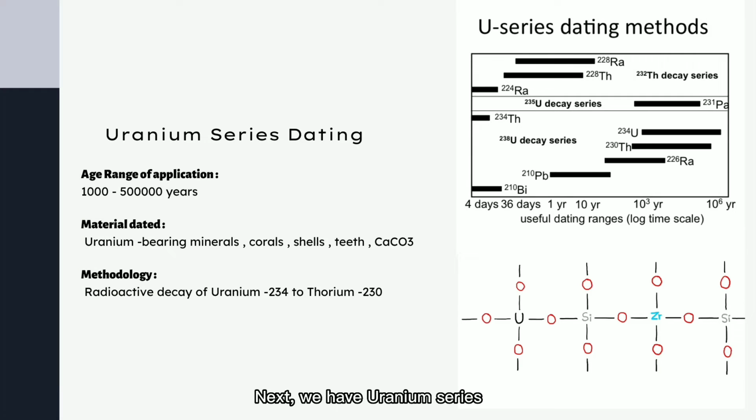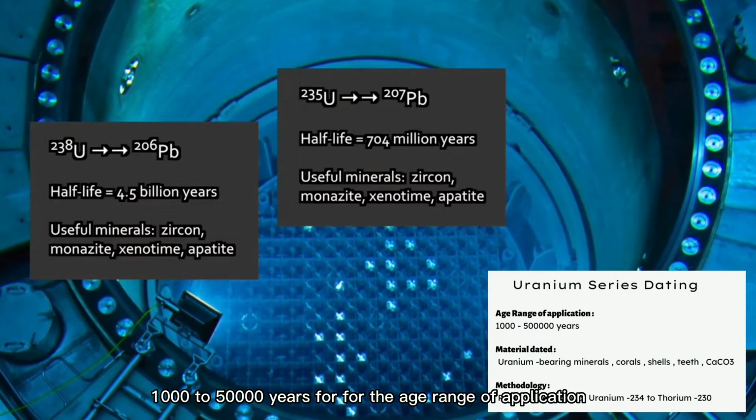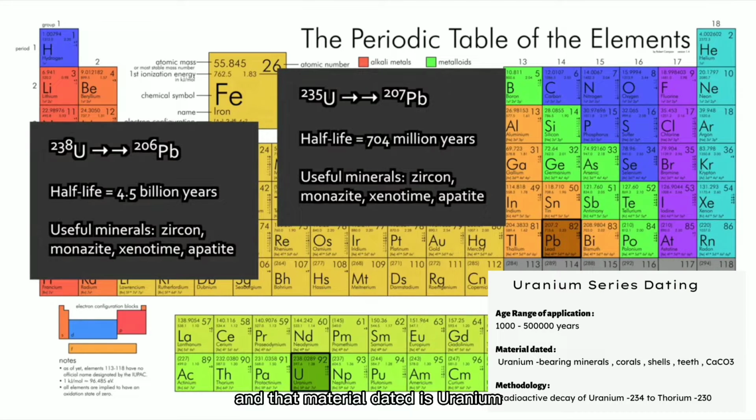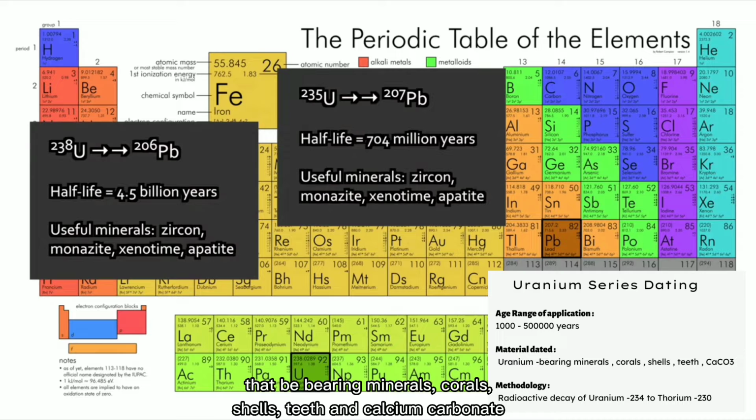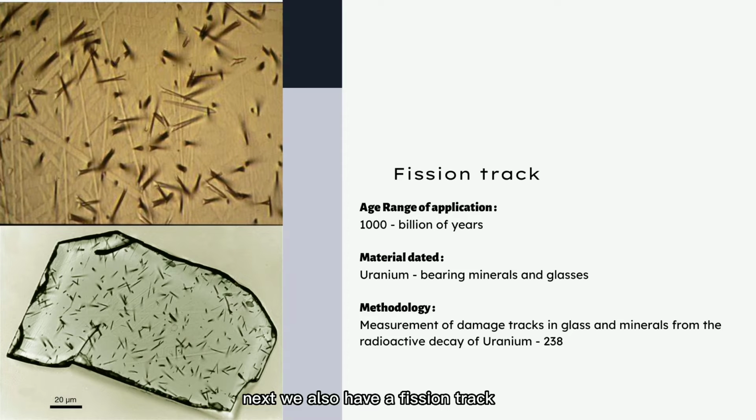Next, we also have uranium series, which can be used from 1,000 to 1.5 million years for the range of application, and the material dated is uranium-bearing minerals, coral, shale, and also carbonate. The method uses the radioactive decay of uranium-234 to thorium-230. Okay, next we also have fission track. The age range of application is from 1,000 to billions of years. The material dated is uranium-bearing minerals and glasses, and the methodology of this technique is the measurement of damage tracks in glass and mineral from the radioactive decay of uranium-238.